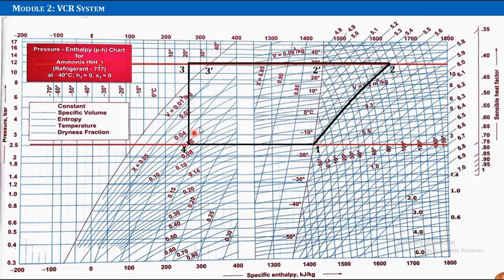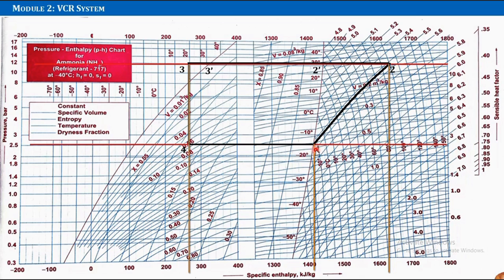This 3 dash point is on the saturated line. The line cutting the constant pressure line and the saturated line is nothing but the 3 dash point. And here also, on this side, we have the 2 dash point. Okay. Now in the vapour compression system we have to find out the enthalpy at each and every point. So corresponding to all these points 1, 2, 3 and 4, we have to note down the enthalpy.